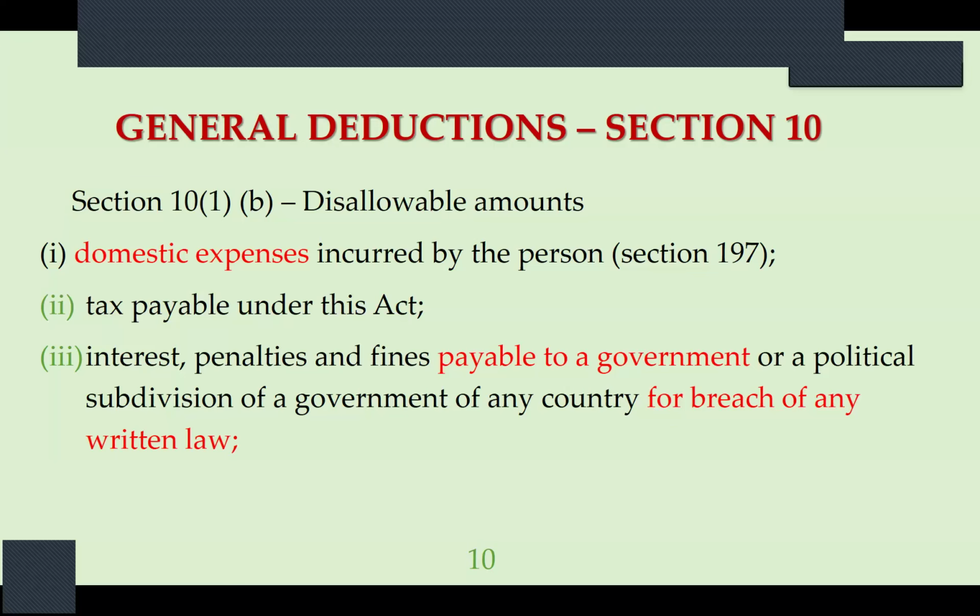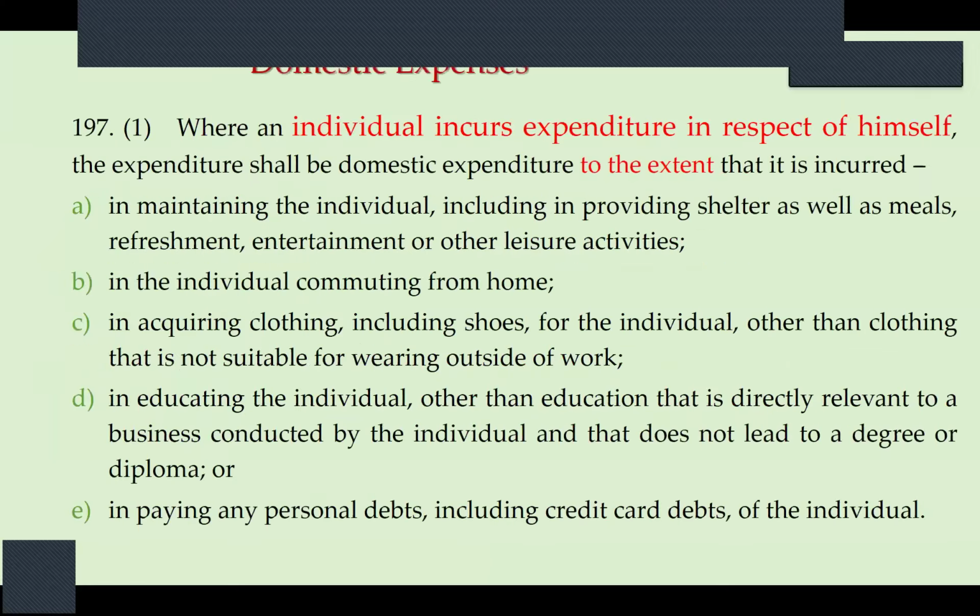If you have identified some expenses that are not allowable as a deduction, but the institution has already deducted them, then what do we have to do? We are not allowing that kind of deduction, so we have to add that deduction amount back to the profit to calculate the taxable profit. Taxable profit means assessable income from the business. So for that purpose, you should know what items you can deduct and what expenses you cannot deduct. Okay. Now I am going to explain the domestic expenses. It is mentioned in a separate section, that is section 197.